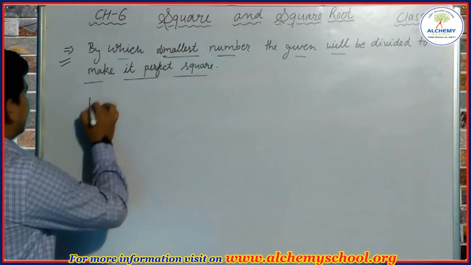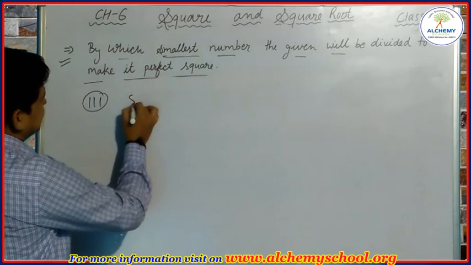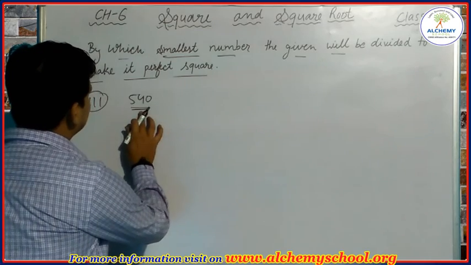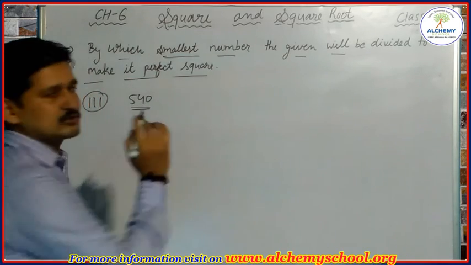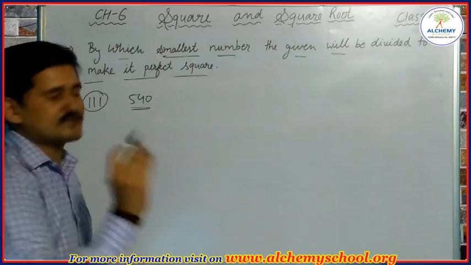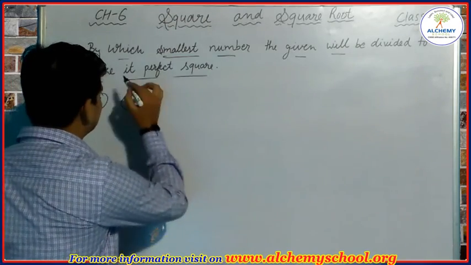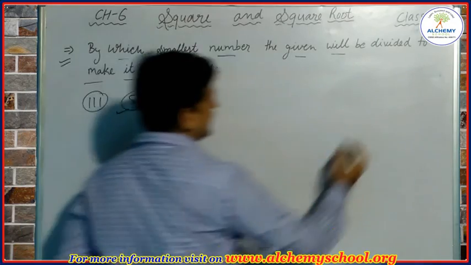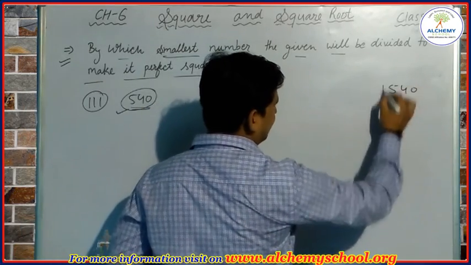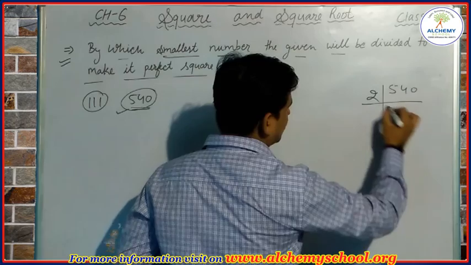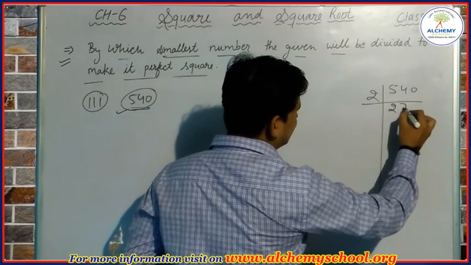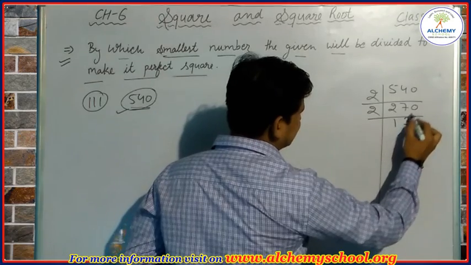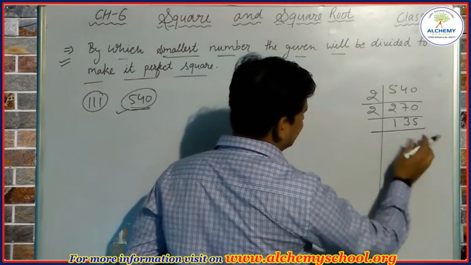Okay, so next example that we are going to discuss here, that is 540. It means by which smallest number we are going to multiply 540 to make it perfect square. So first of all, we have to see whether the given number is perfect square or not. To find it, we have to factorize it. Okay, so when we factorize 540, we will get 2 2s are 4, 2 7s are 14, 2 1s are 2, 2 3s are 6, and 2 5s are 10.